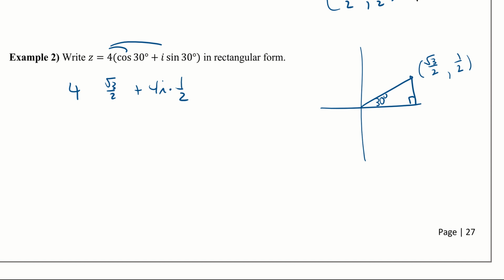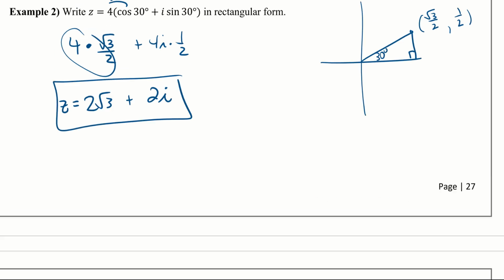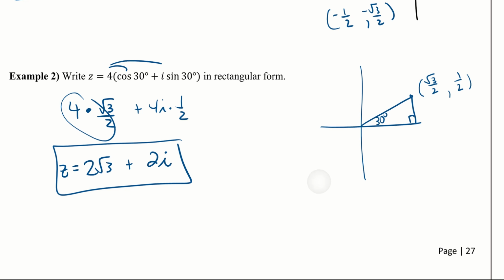I'm not really sure why I kept the cosine. Let me rethink that. That looks a lot better. So this would become 2 root 3, and then 4 times 1/2 is 2, and i is still multiplying that. So this would be z in its rectangular form, a plus bi. So when you're going from polar to rectangular, you basically are just evaluating and multiplying that out. We don't write the rectangular form in cis anymore, so notice how I distributed that and evaluated that.